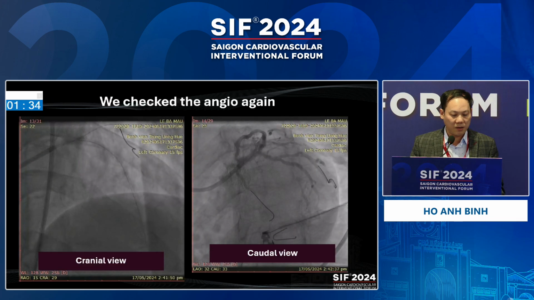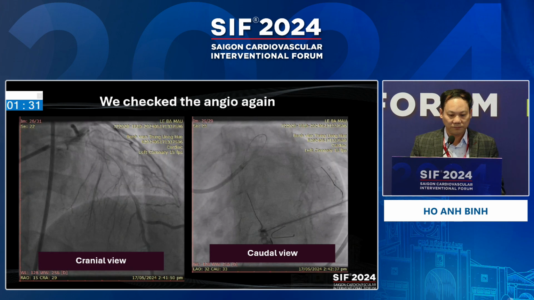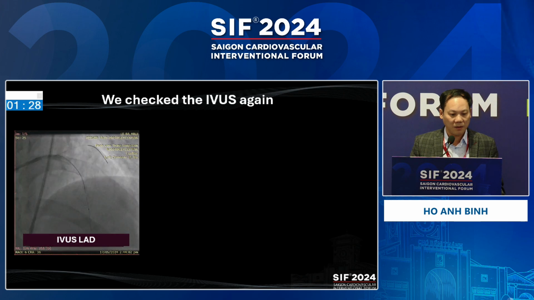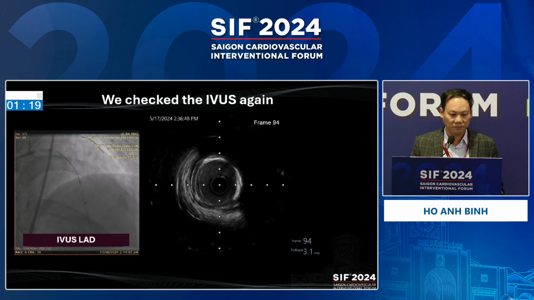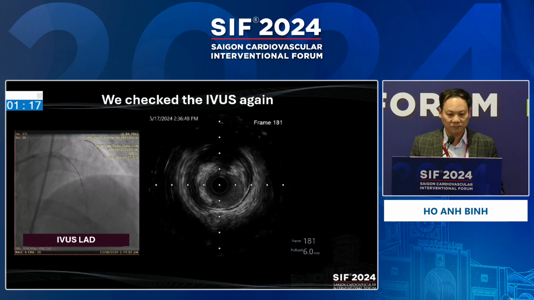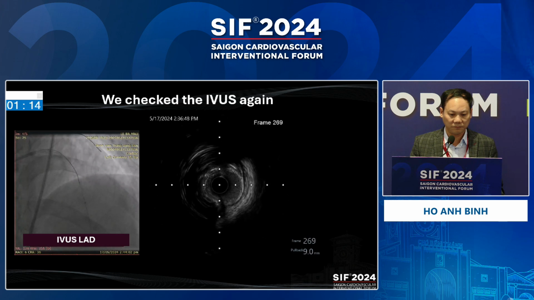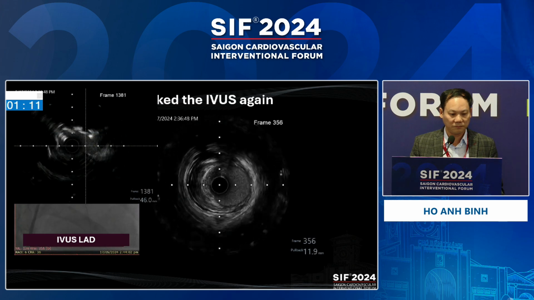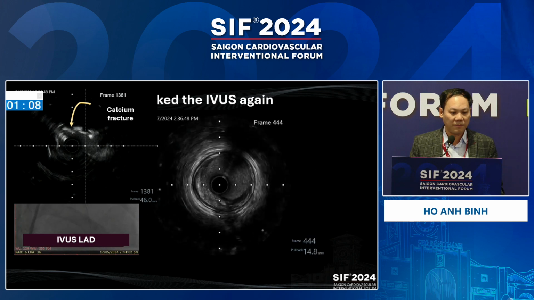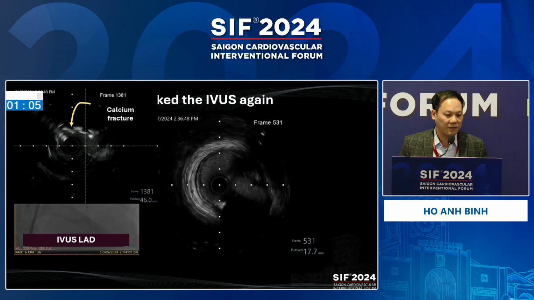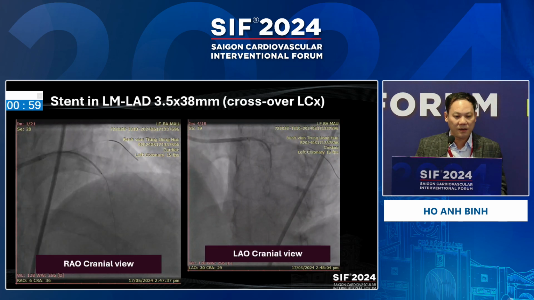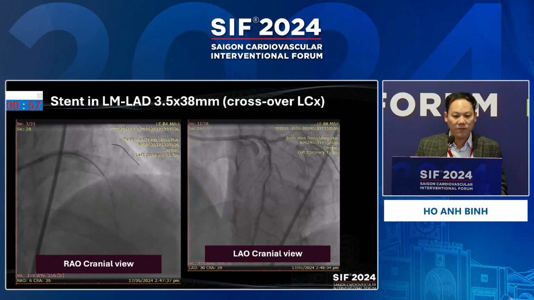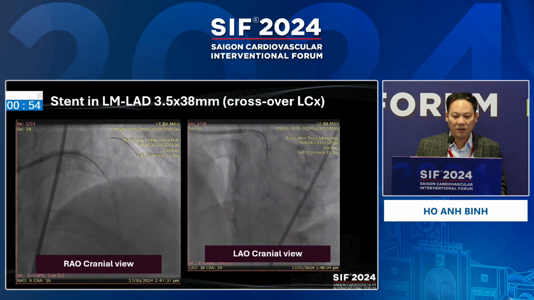And we check the angio again. And we do the IVUS. We see the calcium fracture here. And then we stent the left main to LAD, 3.5 by 38, crossing over the circumflex.